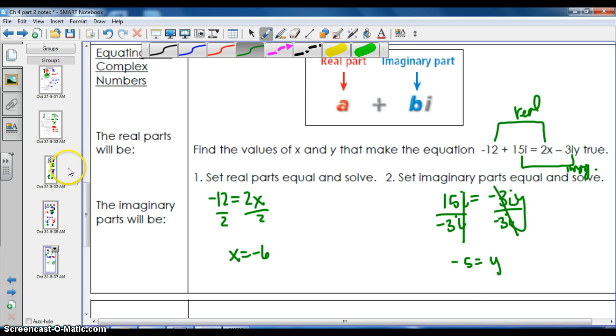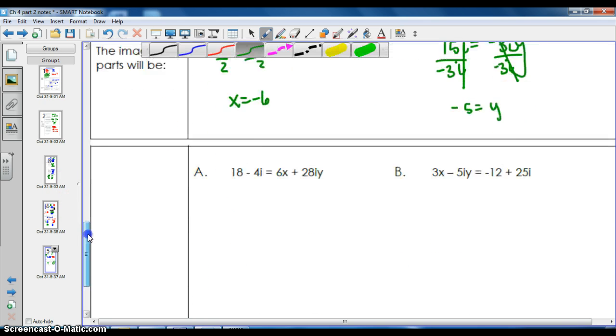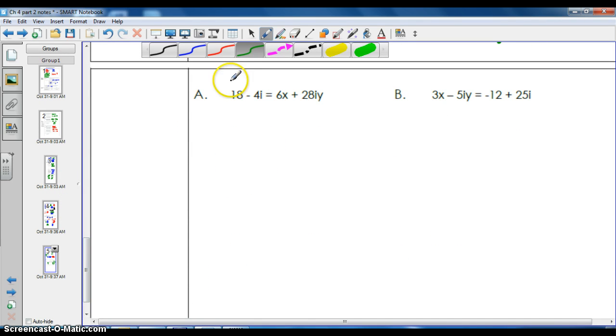And that's it. So the real parts will be the a parts, and the imaginary parts will be with the i, if you want to have those little notes off to the side there. So if you want to try these last two on your own, again, real equals real and imaginary equals imaginary. Make sure to put those parts equal and solve. Solve for x and solve for y. So pause and try those on your own, A and B.